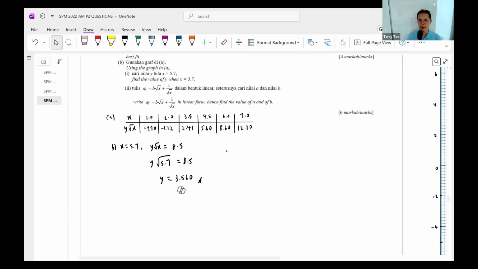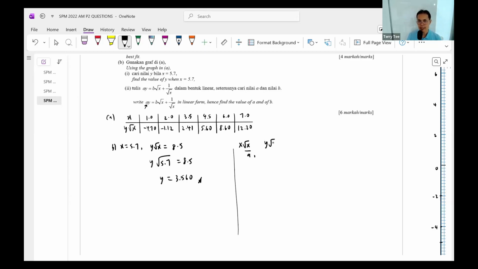We are supposed to write y equals b square root x plus 1 over square root x in linear form. Okay, to convert to linear form, we already know that we have to plot y square root x versus x. So I'm going to multiply everybody by square root x, but at the same time, I don't want to have an a in front. A is a constant. I'm going to get rid of the constant, so you divide by a.